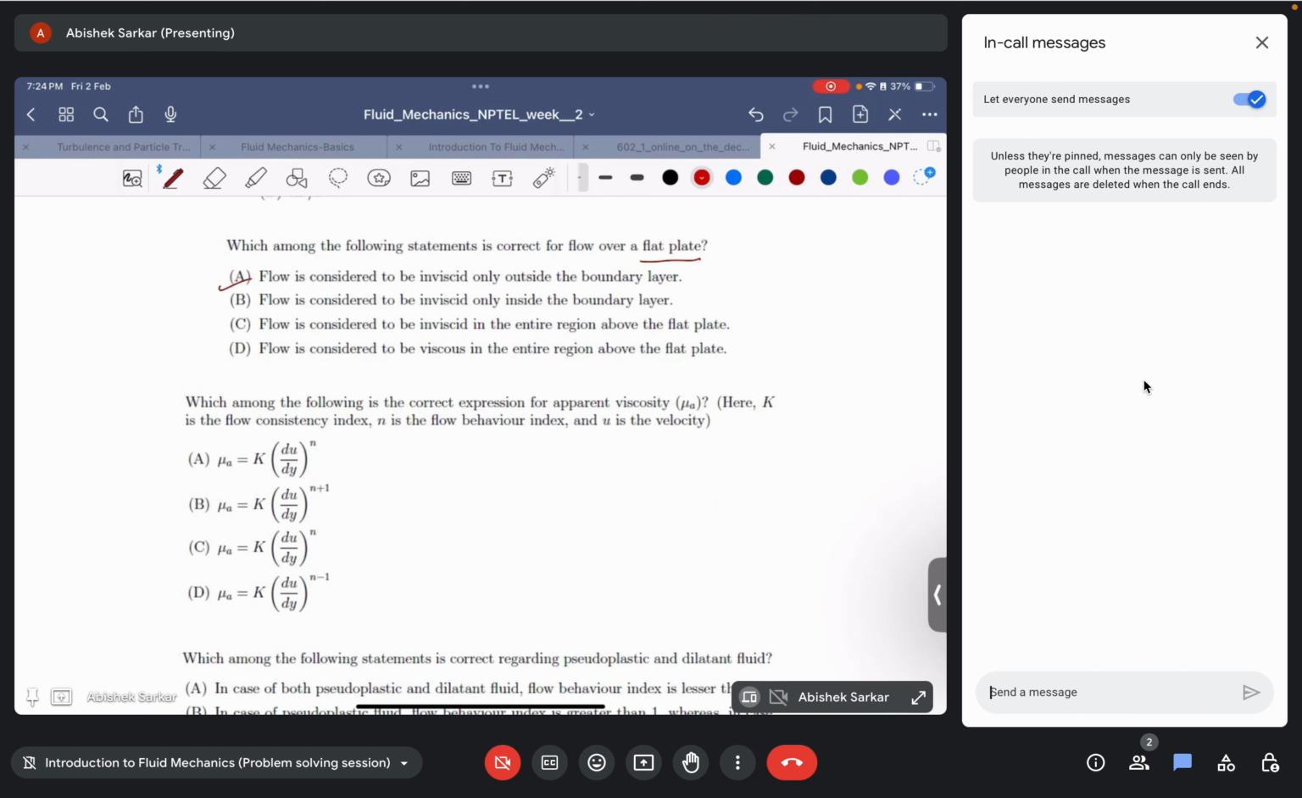For a general constitutive relationship, we thought that tau would be K theta dot to the power n. To correlate it with this relation, we'll rewrite this equation as K theta dot to the power n minus 1, times theta dot. This would again be considered to be mu a, where theta dot is du by dy. So it simply becomes mu a equal to K (du by dy) to the power n minus 1. So this is the correct answer.